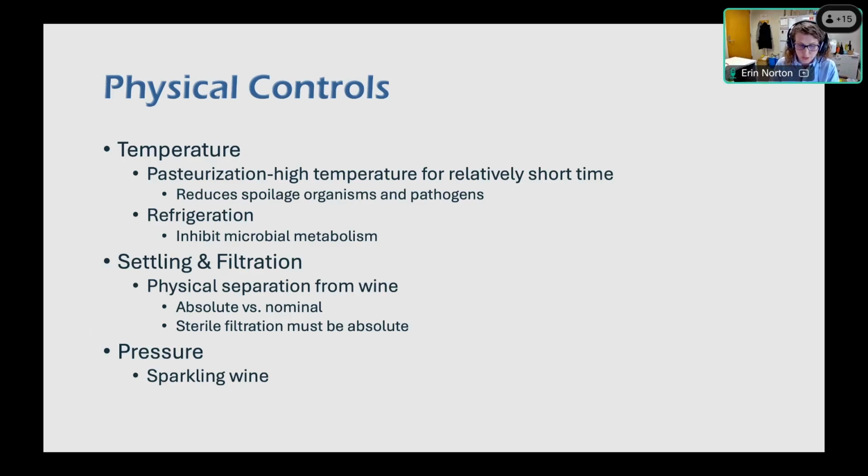And if you are trying to do sterile filtration, you need to have absolute filtration, or absolute filters, membrane filters, cross flow, things like that.